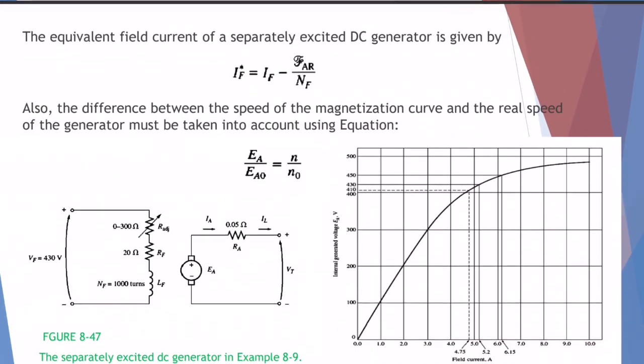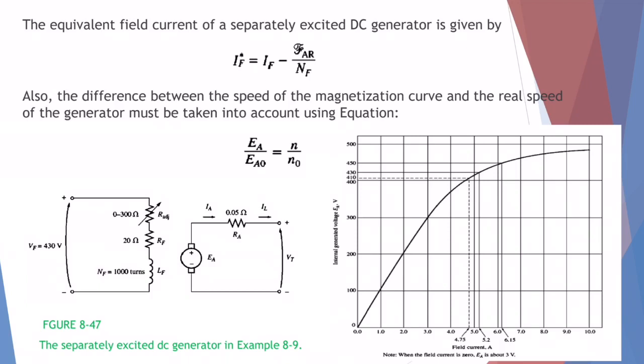Okay, so this is the figure for the machine here. As we can see, this is EA, the armature voltage, and RA, the armature resistance, 0.05. We have IA, the armature current, and I load. IA will equal I load, and this is V terminal, and this is VF, the field voltage, 430 volt, and this is our adjustment here from 0 to 300. This is a variable resistor, we can vary the value. This is RF 20 ohm, and this is NF, number of turns, 1000 turns. This is the separately excited generator, and this is the curve here. As we can see, we'll find some values from this curve.